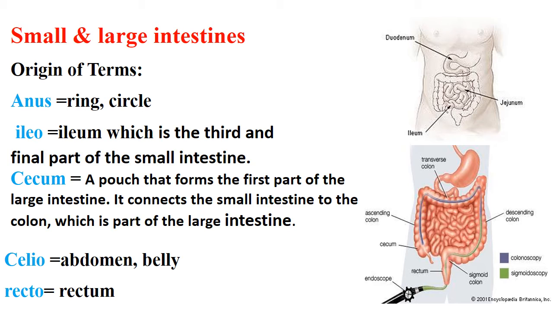Another organ of the digestive system is the small and large intestine. Origin of terms. The term anus means ring or circle. Also the term ilio means ileum, which is the third and final part of the small intestine.